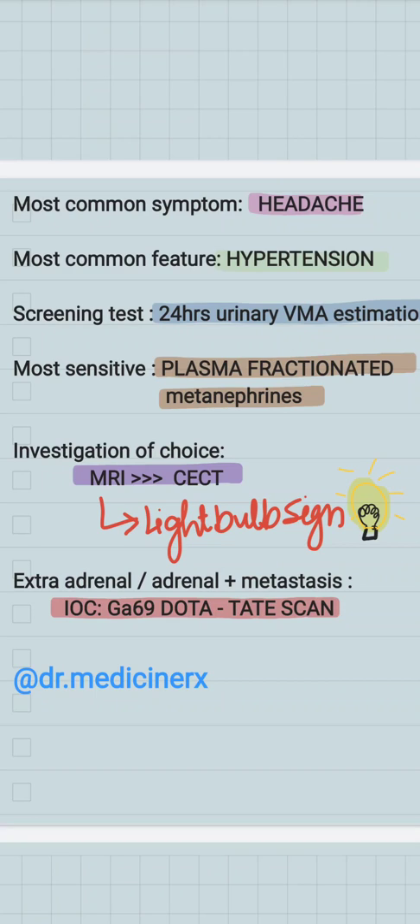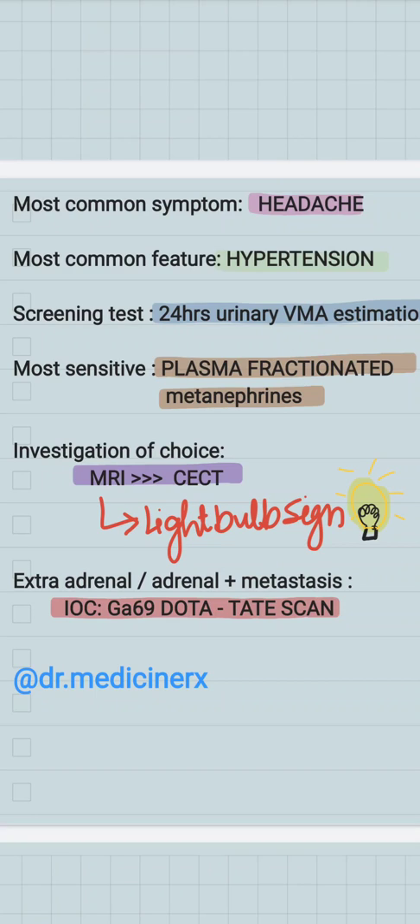The screening test for these pheochromocytomas is going to be the estimation of 24 hours urinary VMA. VMA is nothing but vanillyl mandelic acid. And the most sensitive test is going to be the estimation of plasma fractionated metanephrines. These are nothing but the byproducts of catecholamines, that is noradrenaline, adrenaline, etc. So these catecholamine tumors, pheochromocytomas, that is what we call them, are mostly going to be producing noradrenaline.